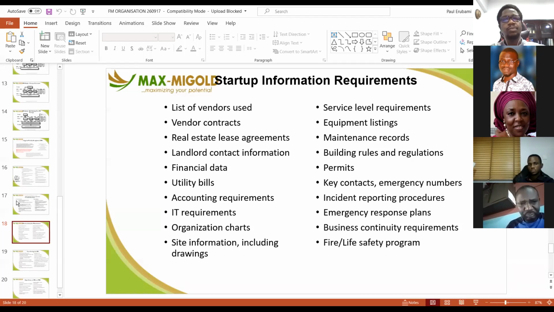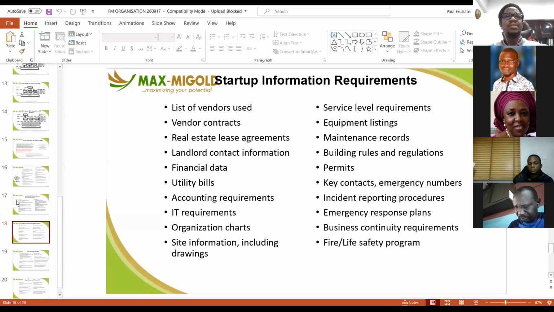Organizational charts: how is the organization structured? Because when you are thinking of a contractor coming in or bringing in staff to come and work for you, you need to understand how to create the organizational structure of your team that will fit well into the organizational structure of the entire organization.